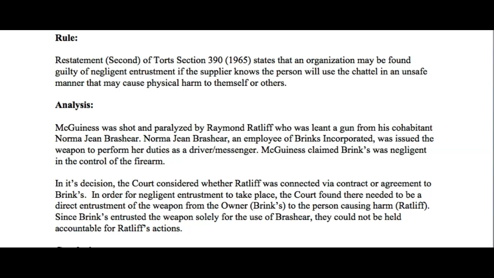And what we say in the analysis is that in order for negligent entrustment to take place, the court found there needs to be a direct entrustment of the weapon from the owner, which is Brinks, to the person causing the harm, Ratliff. Brinks entrusted the weapon solely for the use of Brashear, so there's no way they could be held accountable for Ratliff's actions.